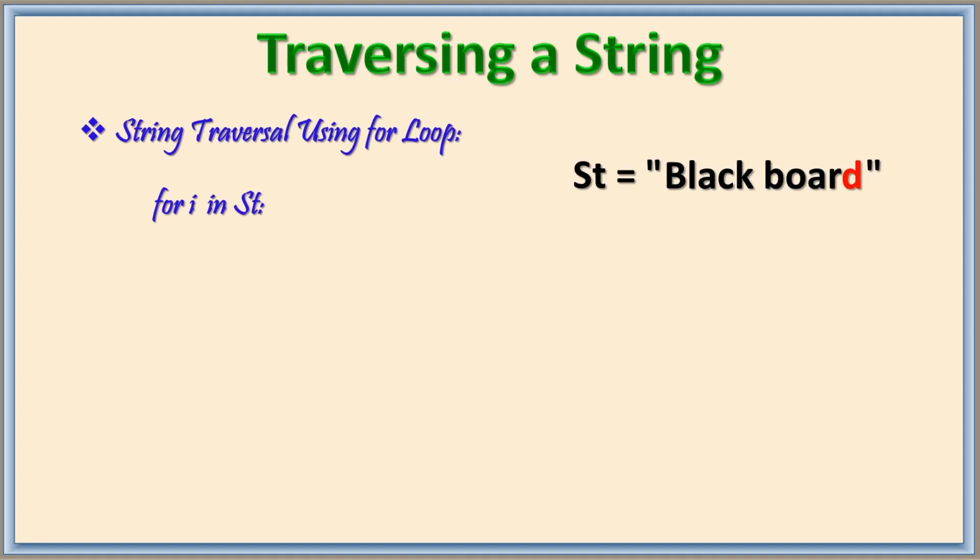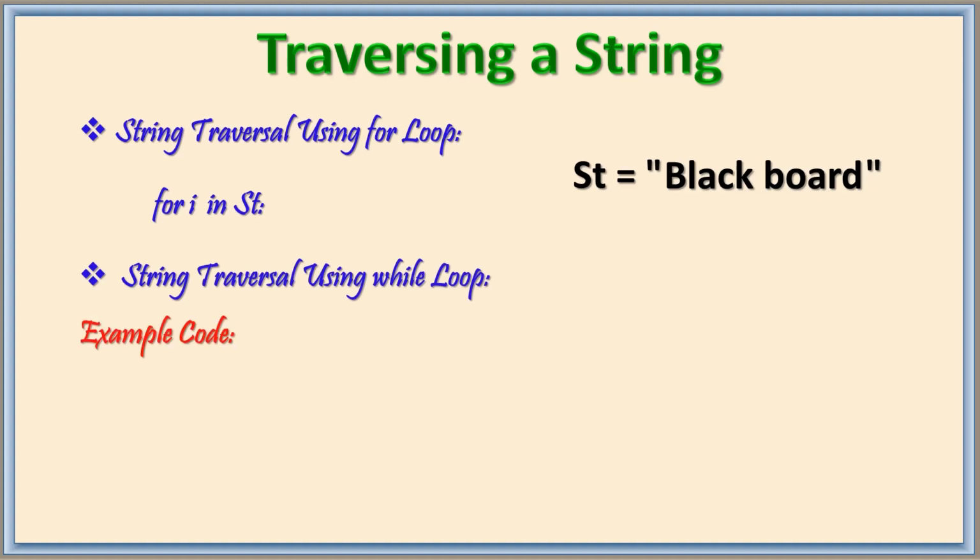When all the characters in the string get over, automatically the for loop stops. So in the loop block, we will be writing the code to manipulate the string or whatever is required. We can also use the while loop for this, but we will have to use index numbers of the string. Here is the example code for you.